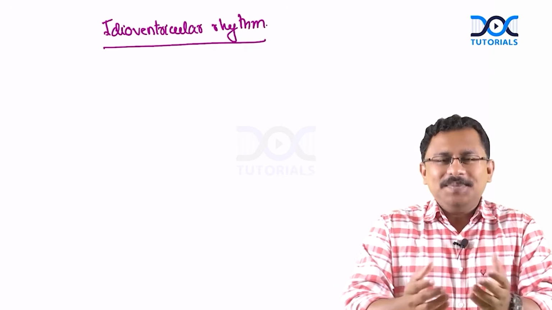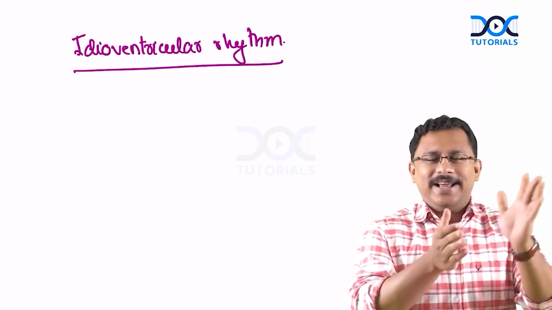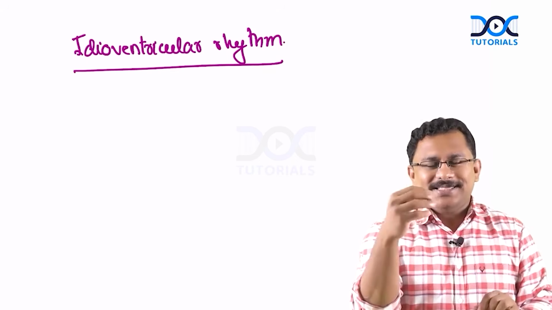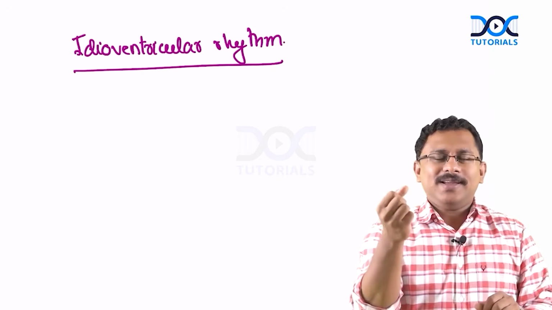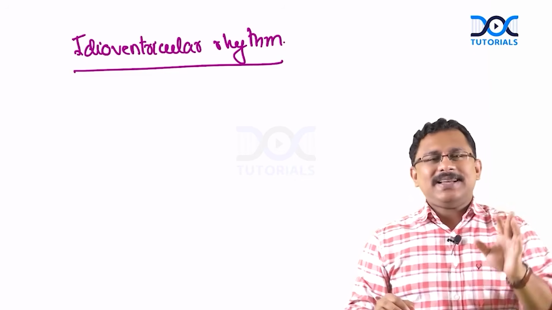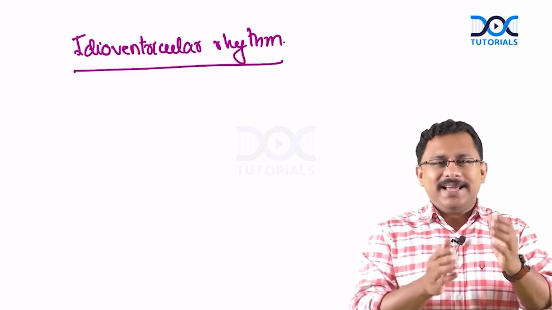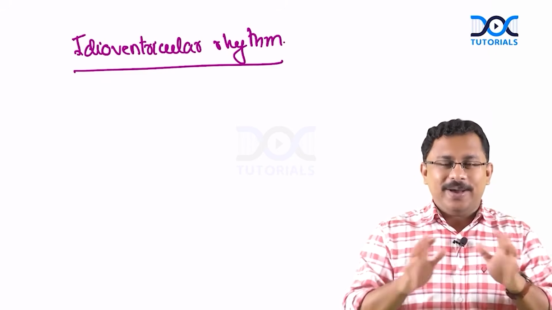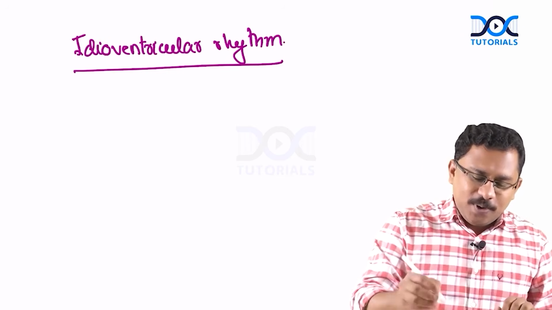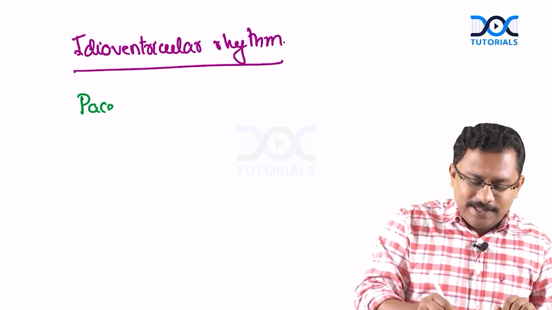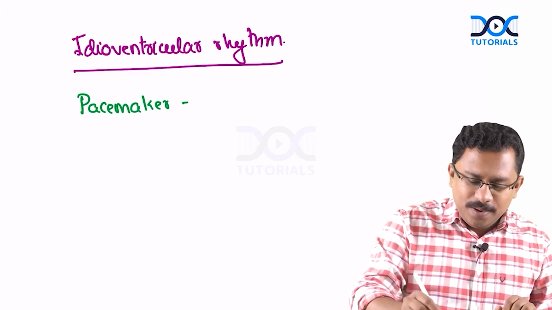So idioventricular rhythm, see the pacemaker. We have seen regarding sinus rhythm where the SA node is acting as pacemaker, and in junctional rhythm, the AV node is acting as pacemaker. In case of idioventricular rhythm, the pacemaker is somewhere below the bundle of His. So the portion of the conducting system below the bundle of His, anywhere, that is when you get idioventricular rhythm. So the most important point that you have got to know is that the pacemaker is below the bundle of His.